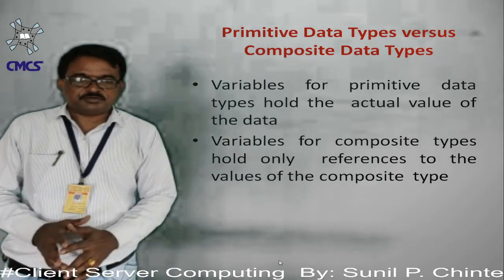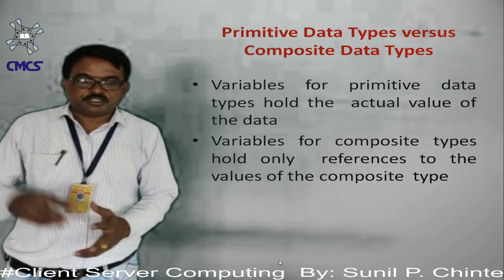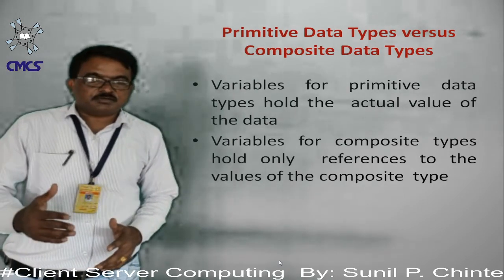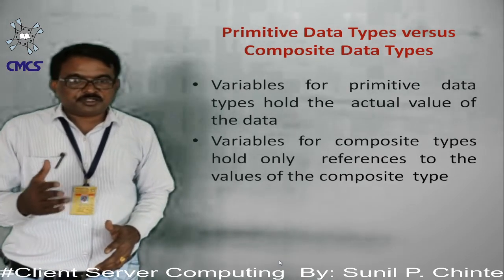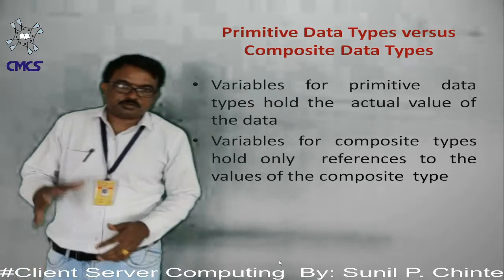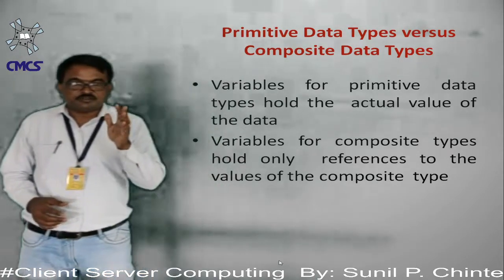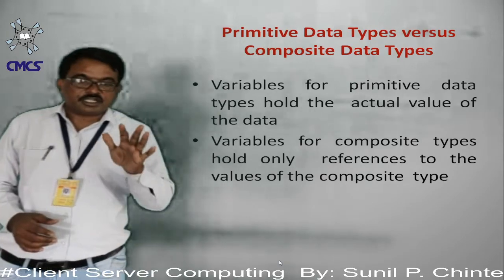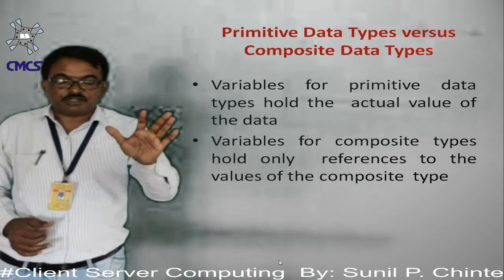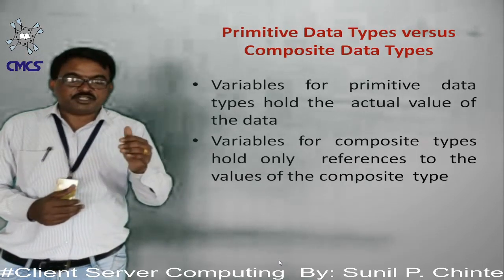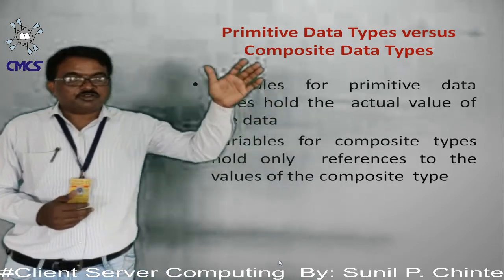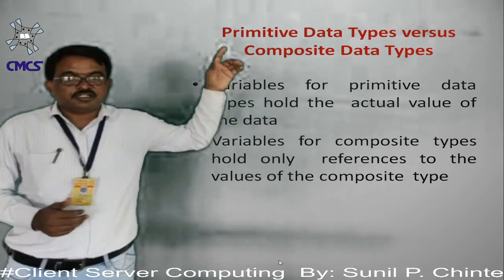What is the basic difference between the primitive and the composite data types? In previous sessions we discussed the primitive data types. Now in this session we discuss the composite data types. Variables for primitive data types hold the actual value of the data. This is the important thing about primitive data types: whenever we use primitive data, the variables hold the actual data or values. Whenever we declare var x = 10, we are assigning the value 10 to the variable x, meaning x is holding the value 10.